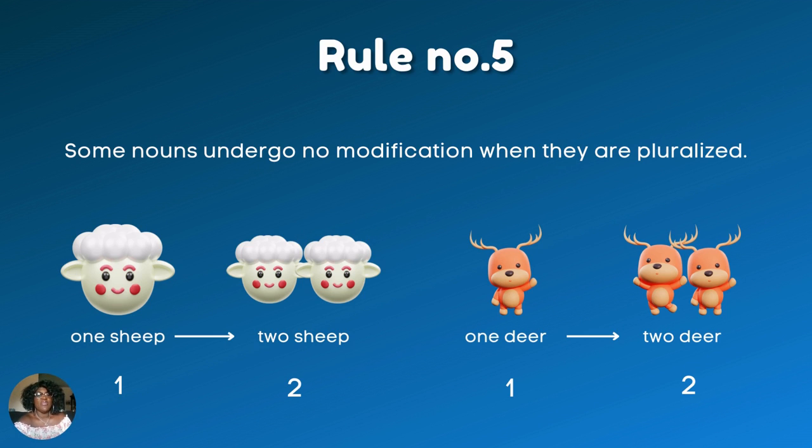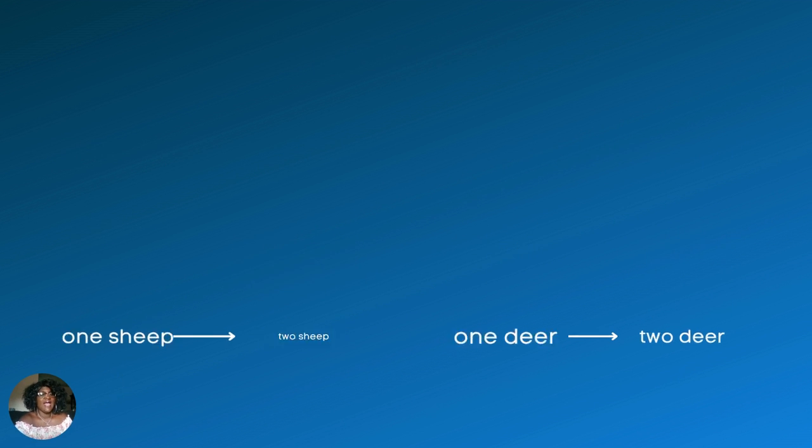Same applies to the word deer. One deer is singular. Two deer is plural. As you notice, the word deer does not change in its spelling. Next slide.